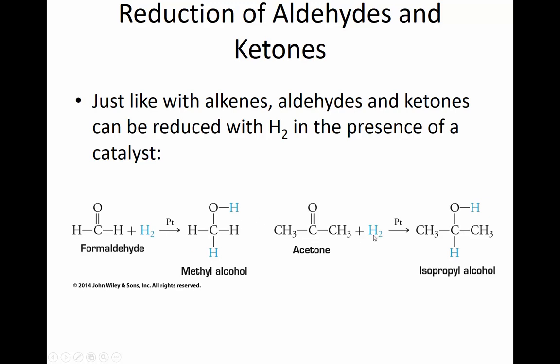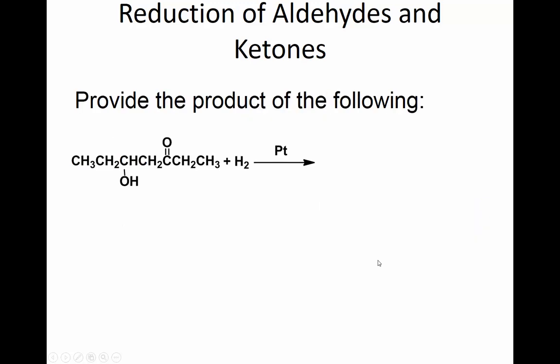Acetone, we add hydrogen in the presence of a platinum catalyst, and we make isopropyl alcohol here. And the blue indicates where the hydrogens have ended up in this molecule. So we can provide the product for the following reactions here.